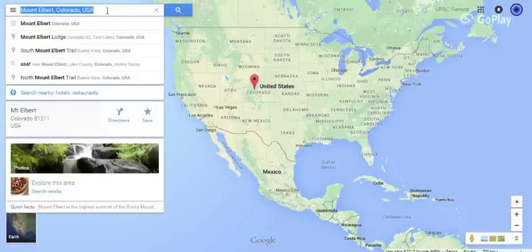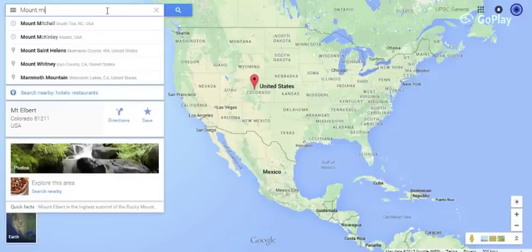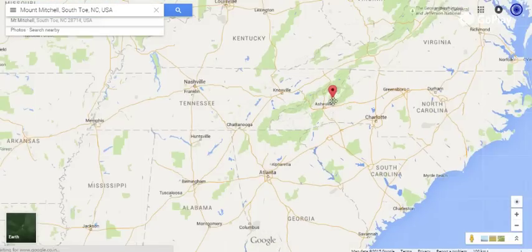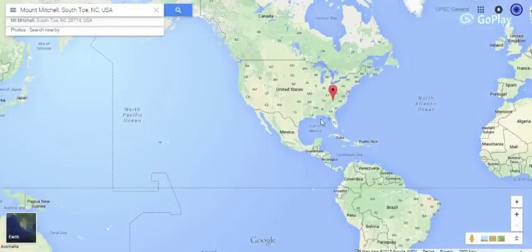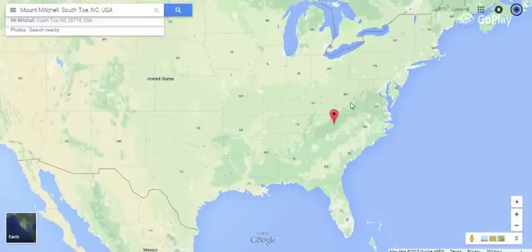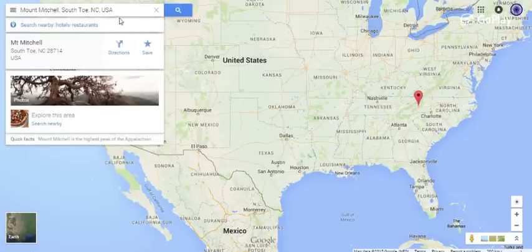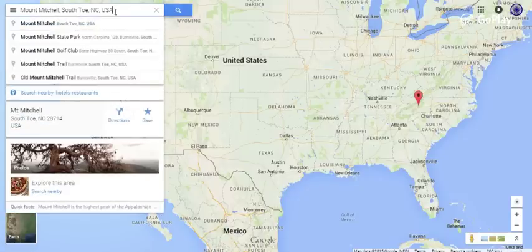And next let's look at Mount Mitchell. Mount Mitchell is also in the United States, but it is the highest peak in the Appalachian mountain range. We find the Rocky Mountains on the western side of the United States and the Appalachian mountain range on the eastern side. Please remember.